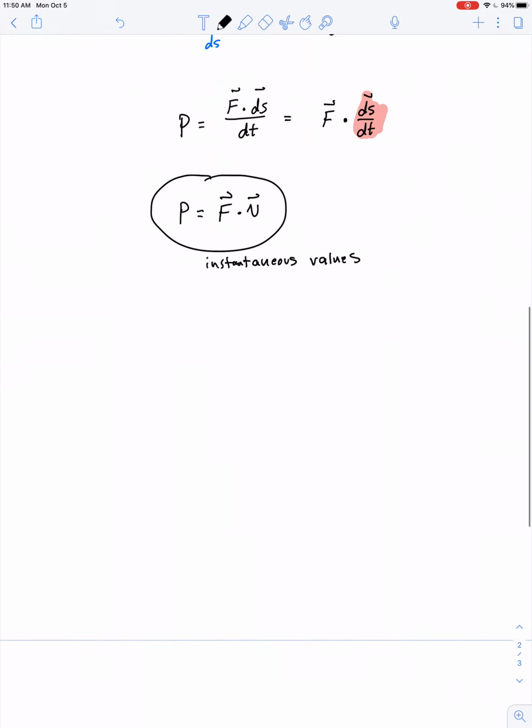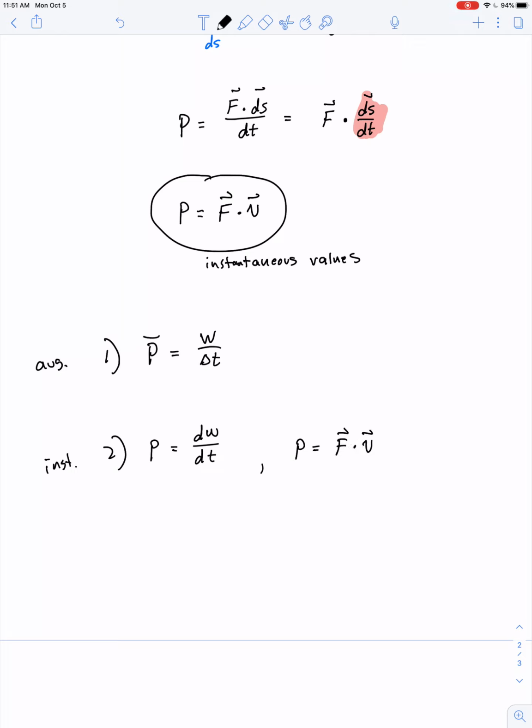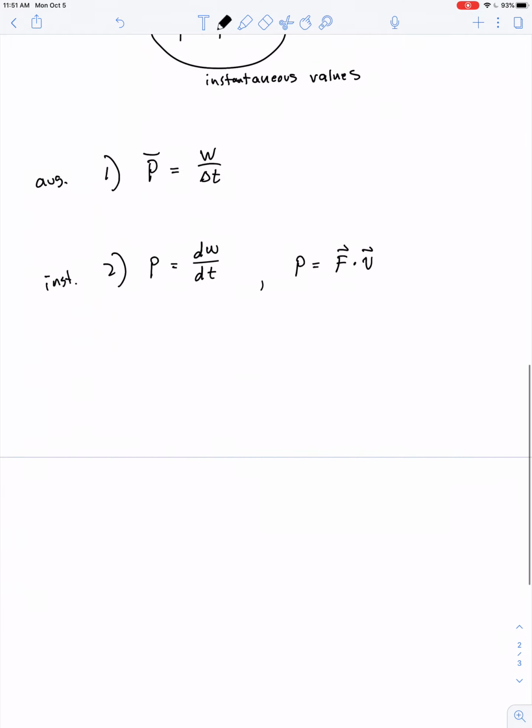So we have two working equations for power. Average and instantaneous. Average power is some large amount of work done over a relatively large time interval. Instantaneous power is the rate at which work is done, which in turn is equivalent to the vector dot product of instantaneous force with instantaneous velocity. Now let's look at the units for power.